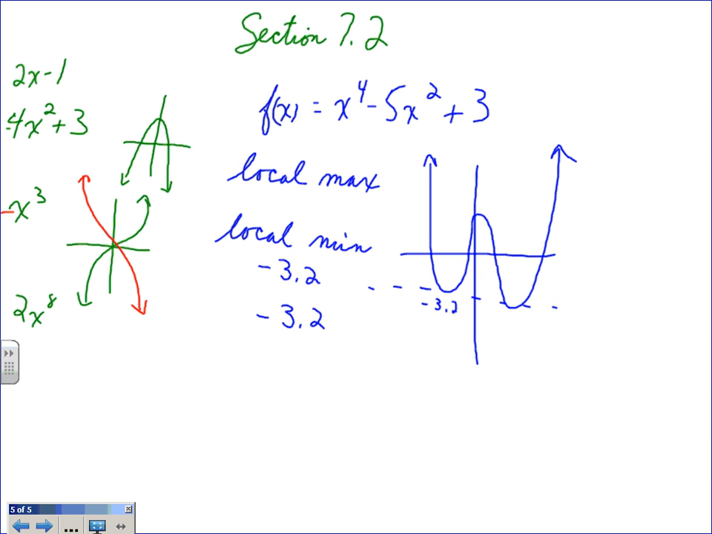Because look, can we get the maximum of that entire function? No, because it goes up forever, doesn't it? But we have a local max, and that occurs at 3. So we have a local max where y equals 3. One local maximum, two local minima. Minima. That's plural of minimum. Okay? So that's how you find local max, local min.